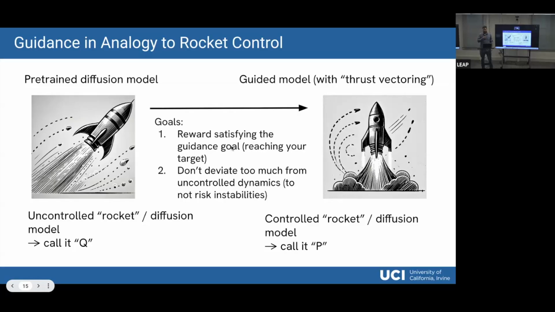But then at the same time, we don't want to deviate too much from the uncontrolled diffusion process. We don't want to push it too hard or too abruptly, right? Because that would leave us out of the comfort zone of the diffusion model. It might create crazy artifacts if we do that, right? So we don't want to do it too extremely.